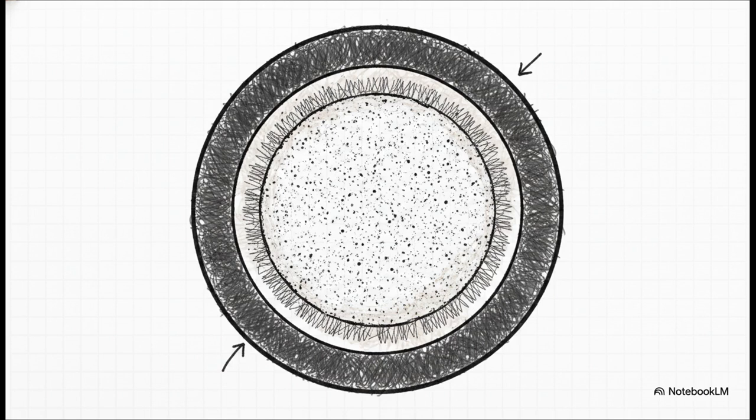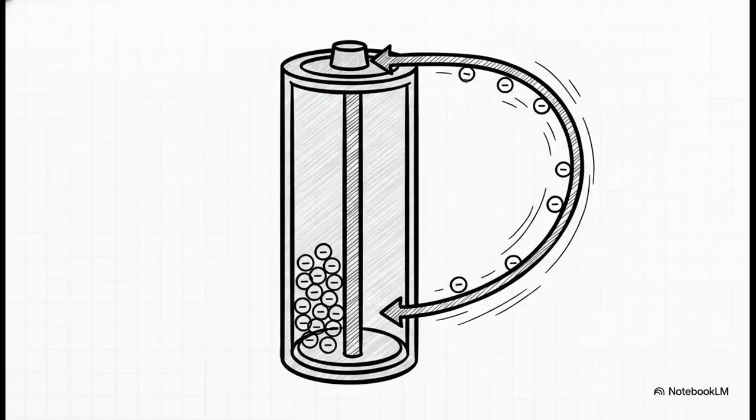This is a paste made from zinc powder suspended in a gelling agent. Using a powder is clever because it increases the surface area, which dramatically lowers internal resistance and vastly improves electron transfer. So what happens when all these packed materials interact? A chemical reaction kicks off.